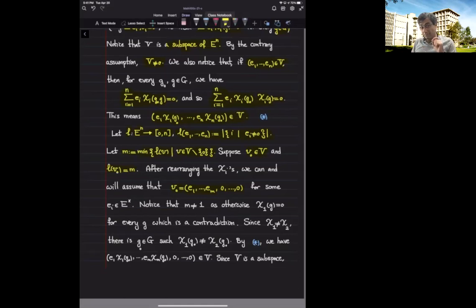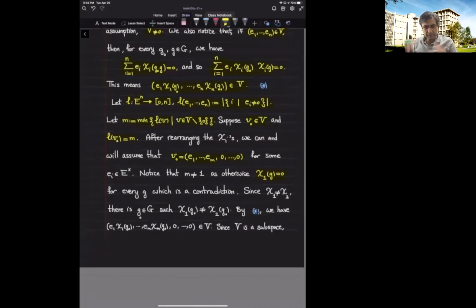Because chi sub 1 is different from chi sub 2. But first things first, I have to say that this m cannot be 0, because V naught belongs to this capital V means that E1 times chi 1 plus E2 times chi 2 dot dot dot is 0. If m is 0, that means chi sub 1 of G should be 0. That's not possible because chi sub i's of G are inside E cross. They are non-zero elements. Okay, so m is not 1.